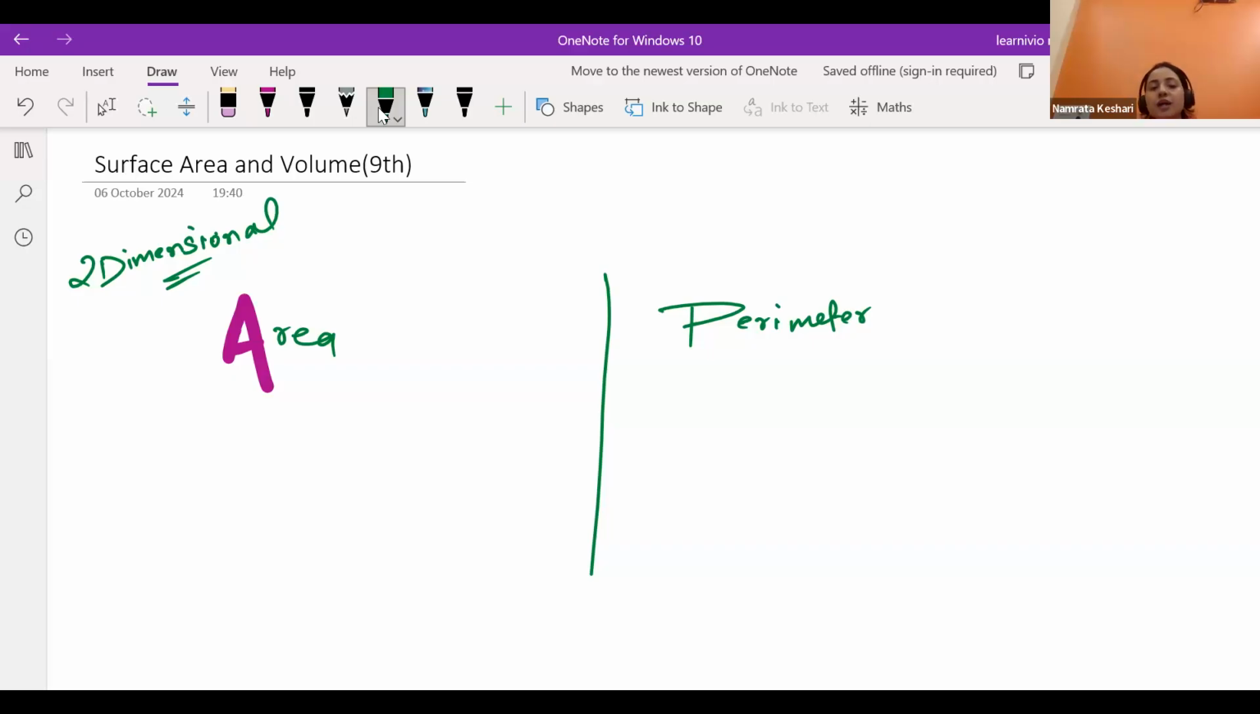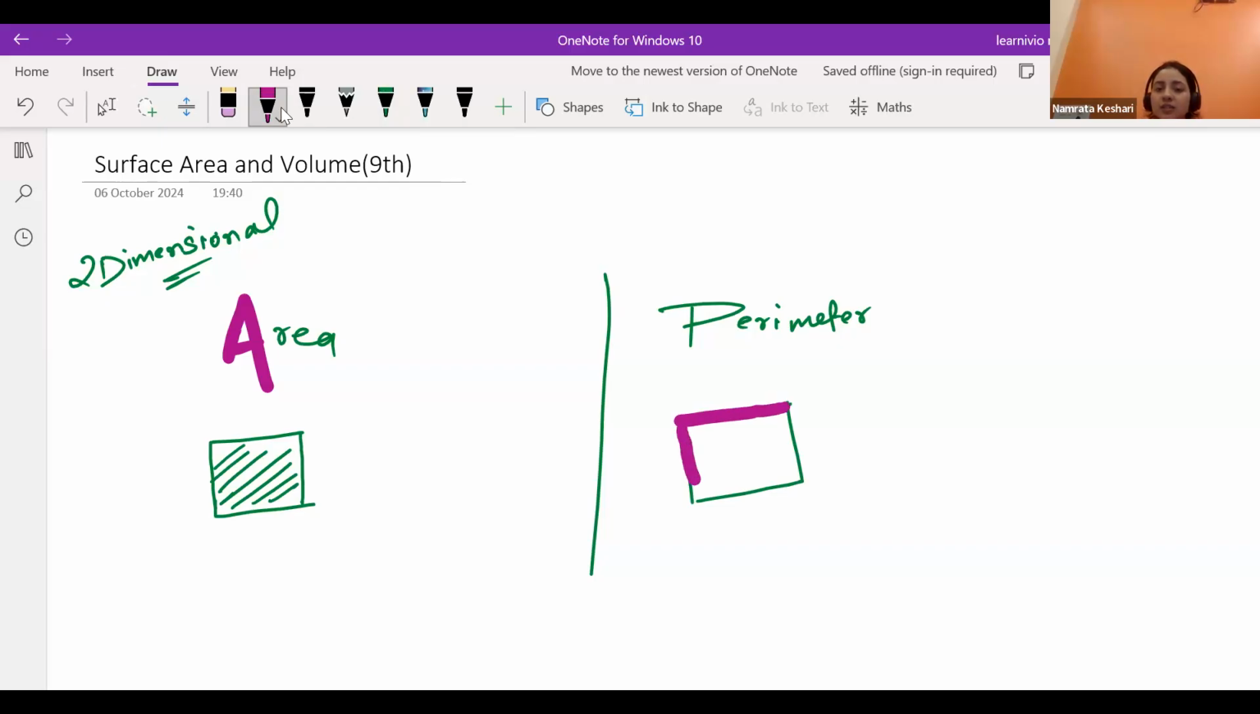Exactly. Area means if I am drawing a square over here, area means this portion. This is area. And perimeter means we are just talking about the boundary. Okay, the outline. That's called perimeter. In perimeter, we just measure the distance. This distance plus this distance plus this distance plus this distance. That's called perimeter.